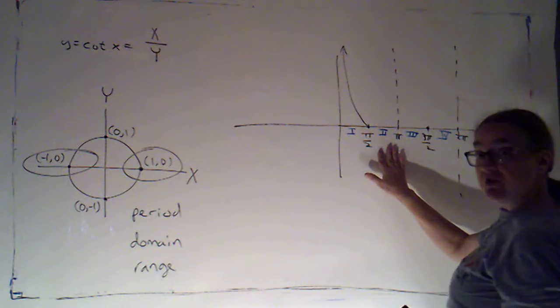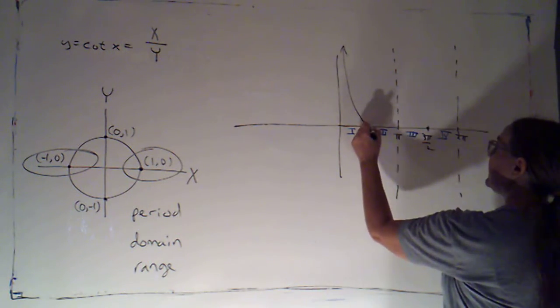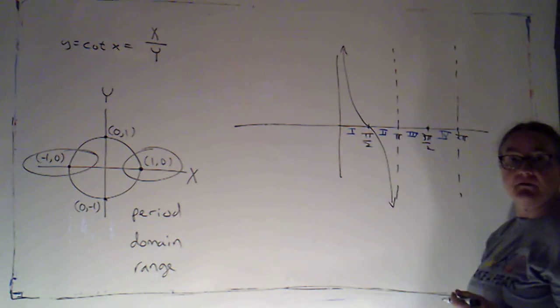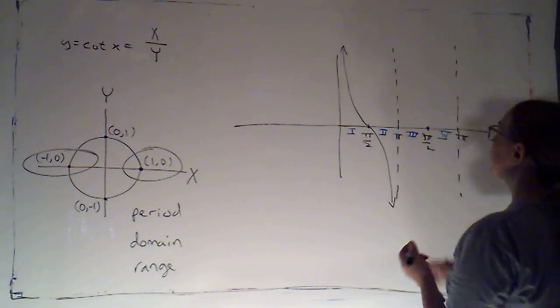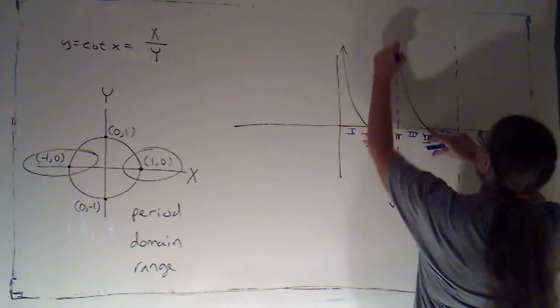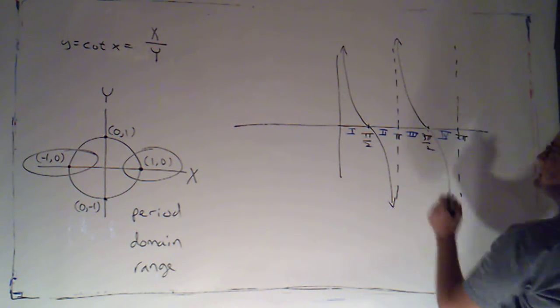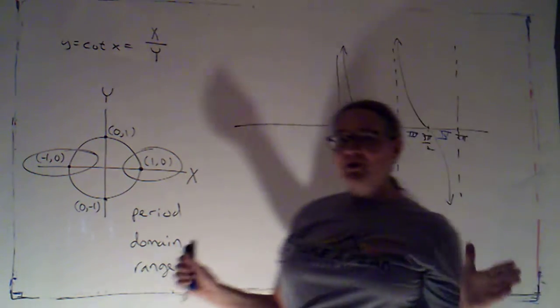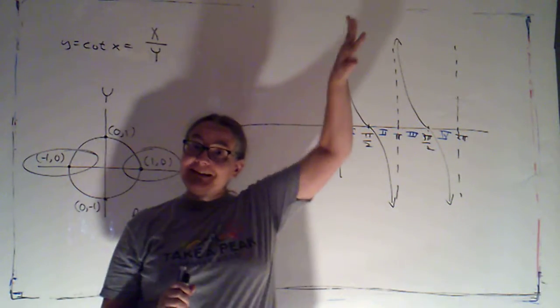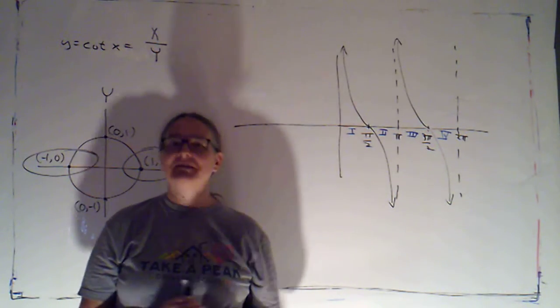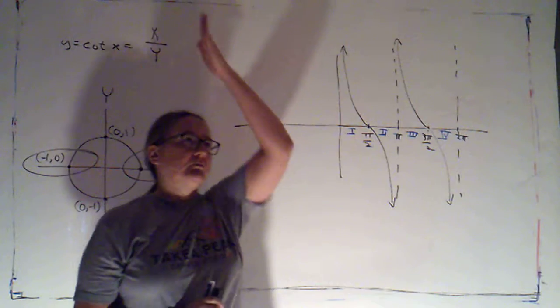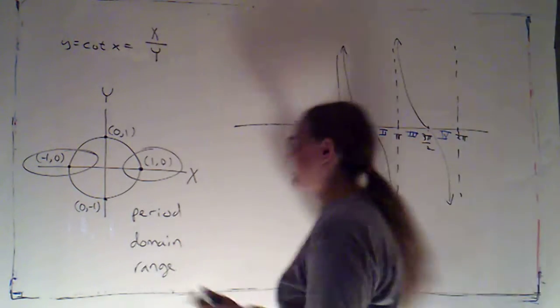In quadrant 2, cotangent would be negative, so we'll go down towards negative infinity. In quadrant 3, cotangent is positive, and in quadrant 4, cotangent is negative. So the asymptotes are different places, and instead of going up in between asymptotes, we go down in between. We go down in between asymptotes.